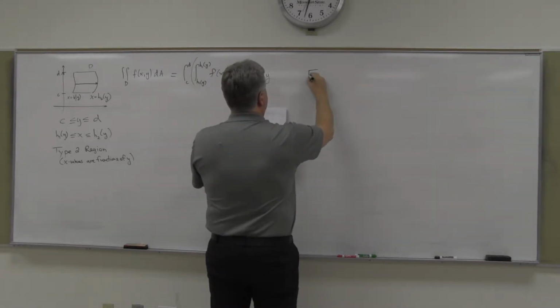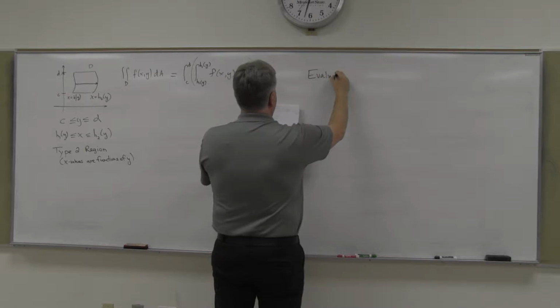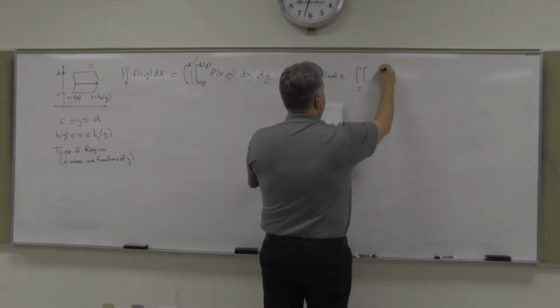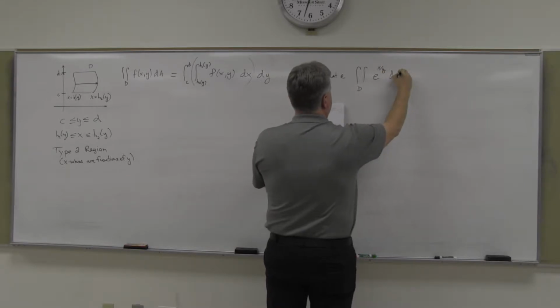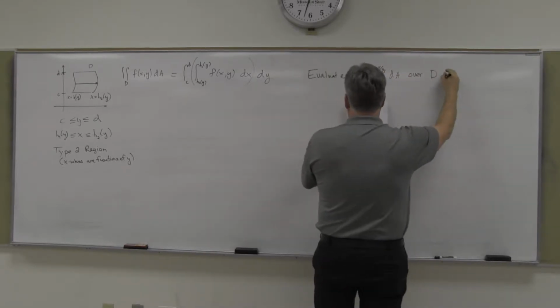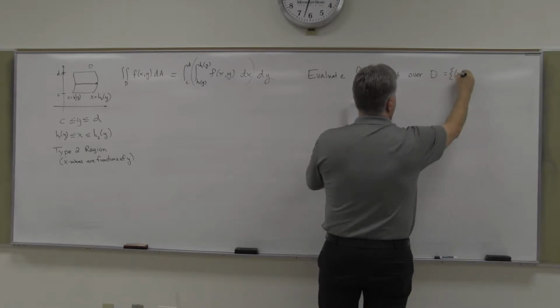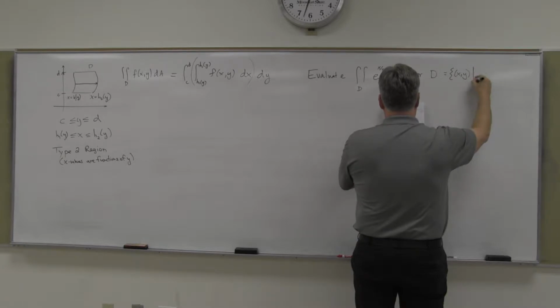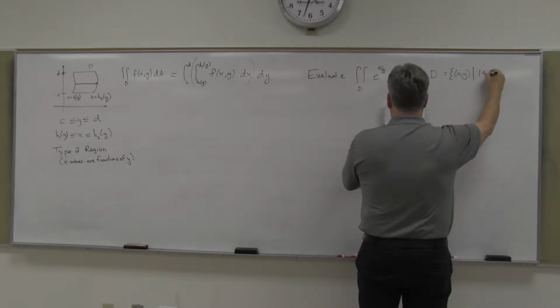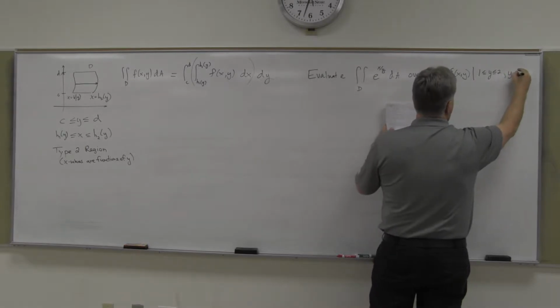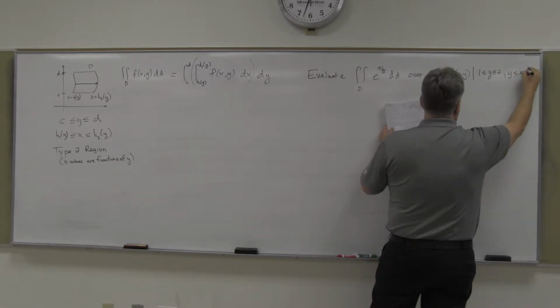So let's evaluate the double integral over D of e to the x over y dA, over D equals the set of x, y. The region is going to be this. So y is between 1 and 2, and then x goes between y and y cubed.